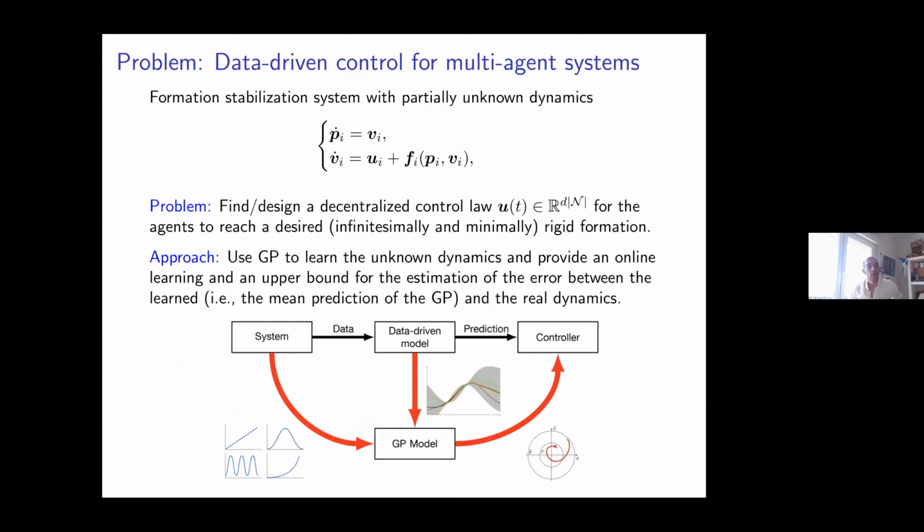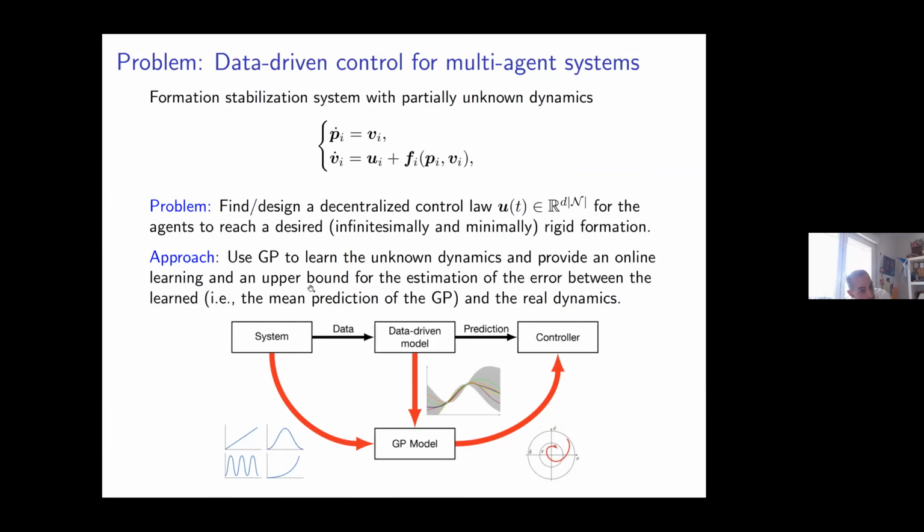But basically, the problem that I want to explain quickly in a couple of minutes is how to use data-driven techniques based on Gaussian processes to learn an unknown dynamics in a formation stabilization system in order to design a decentralized control law so that the agents reach a desired rigid formation. Here is a picture that explains more or less how the process is.